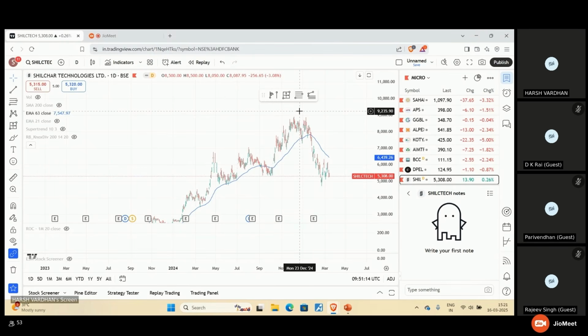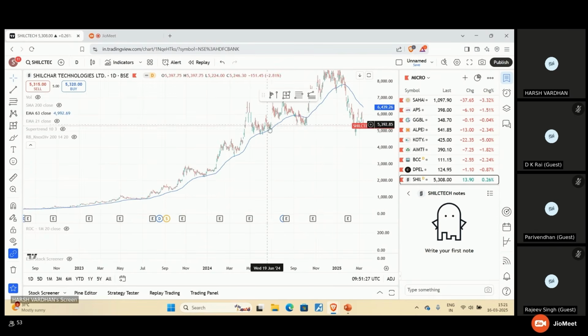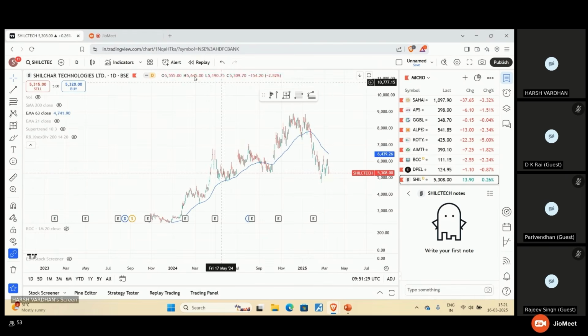So it again gave one more bounce, and after that the stock again crashed below the 63 EMA, and then you can see it is more or less in a downtrend. Now it may form lower lows and lower highs. Earlier it was forming higher highs and higher lows, as you can see here.